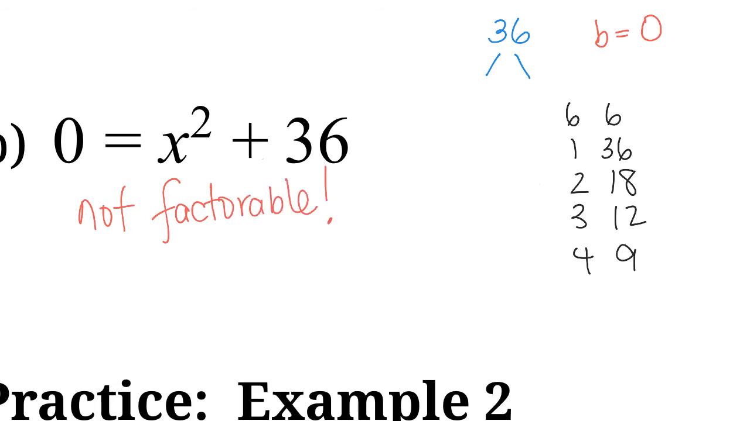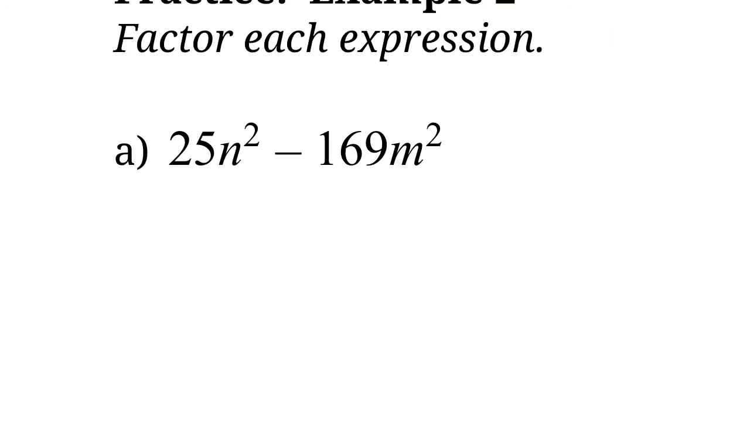And there will be equations that you come across from time to time that cannot be factored using one of the 4 methods that we've learned. All right, let's move on to our next example. We want to factor this expression, 25n squared minus 169m squared.